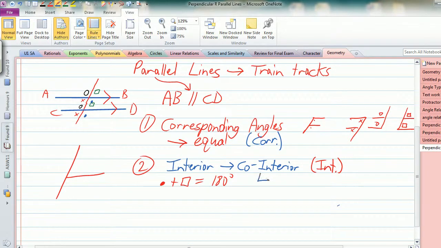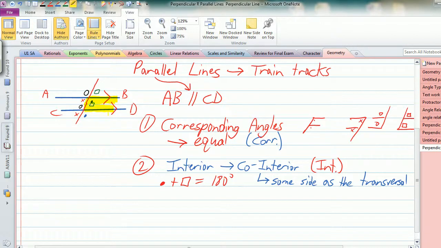Now, we used to also say on the same side as the transversal. But since the Stone Age, we just write down interior. Okay, and we're fine. So, what type of letter does that make? It makes the letter C. So interior makes the letter C. So there's a square, there's the dot, it makes the letter C. Or if it's flipped upside down, it's the letter U.